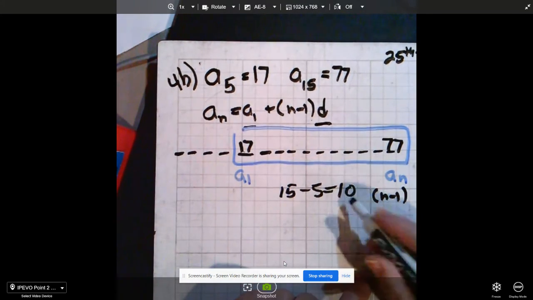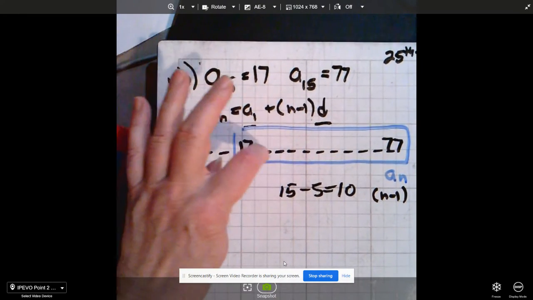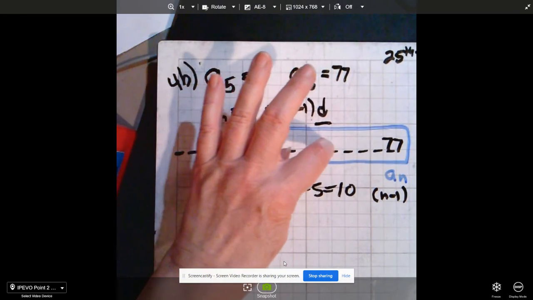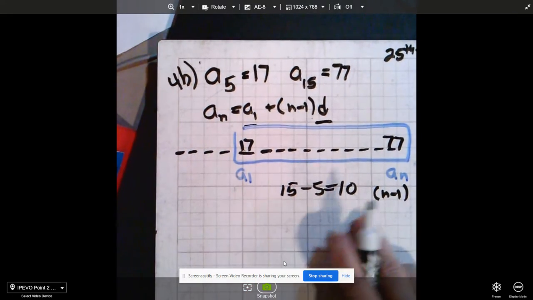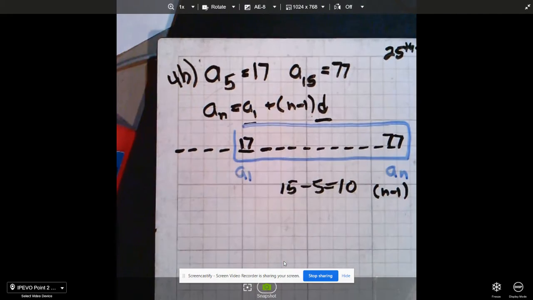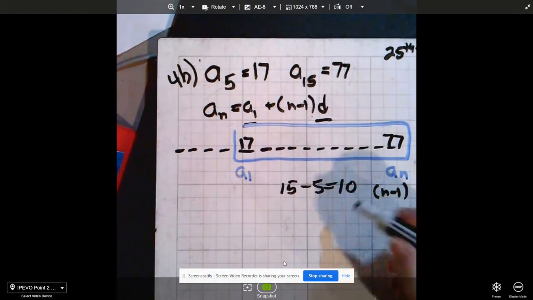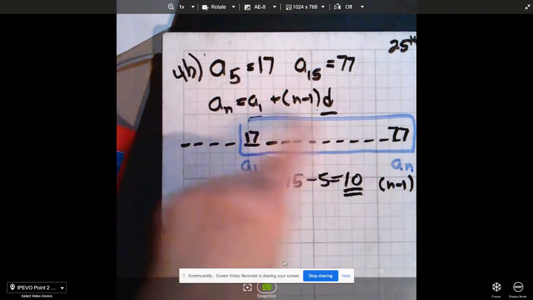But if you wanted just N, you'd have to add 1 to that because there's actually 11 numbers. 1, 2, 3, 4, 5, 6, 7, 8, 9, 10, 11 numbers. So just remember when you're subtracting, it's always going to give you the difference. It's going to give you how many times you jump from one number to the other. So in any case, now we know N minus 1 is 10. So let's plug in what we know.